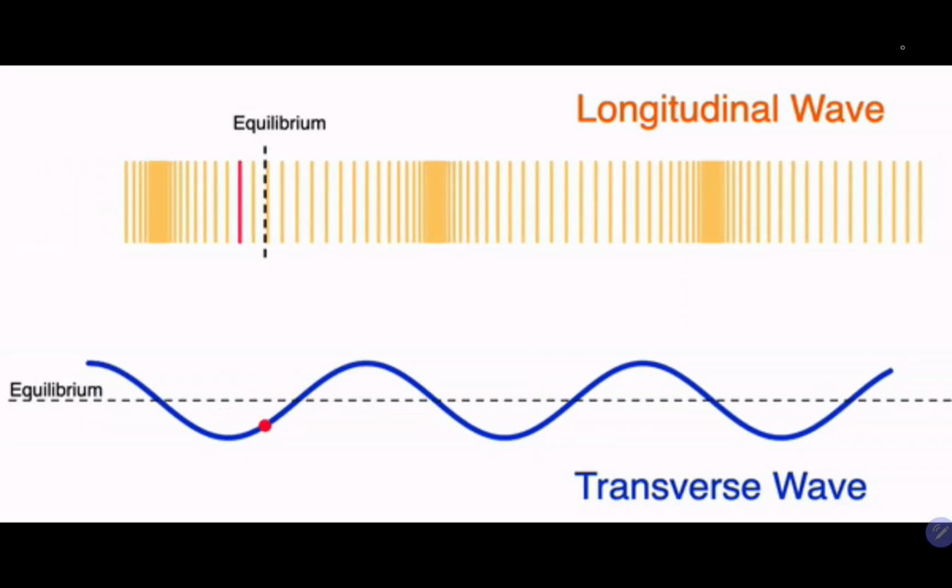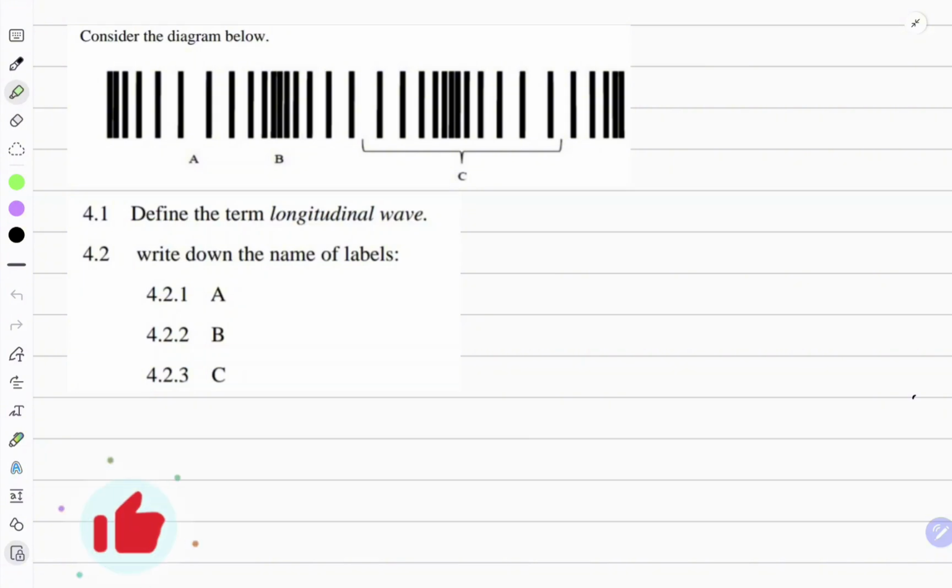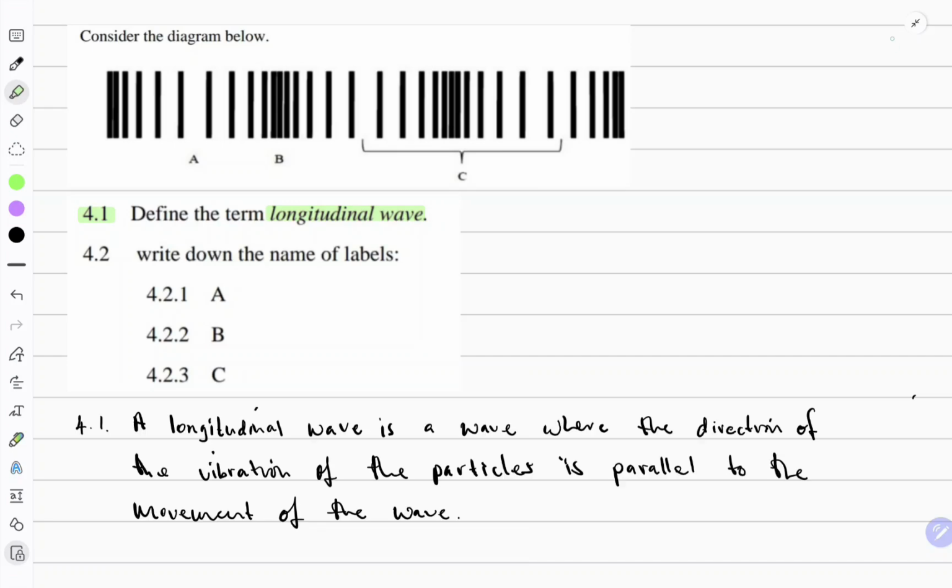So let's answer the questions. So the first question says, define the term longitudinal wave. So a longitudinal wave is a wave where the direction of the vibration of the particles is parallel. This is the most important keyword to the movement of the wave.